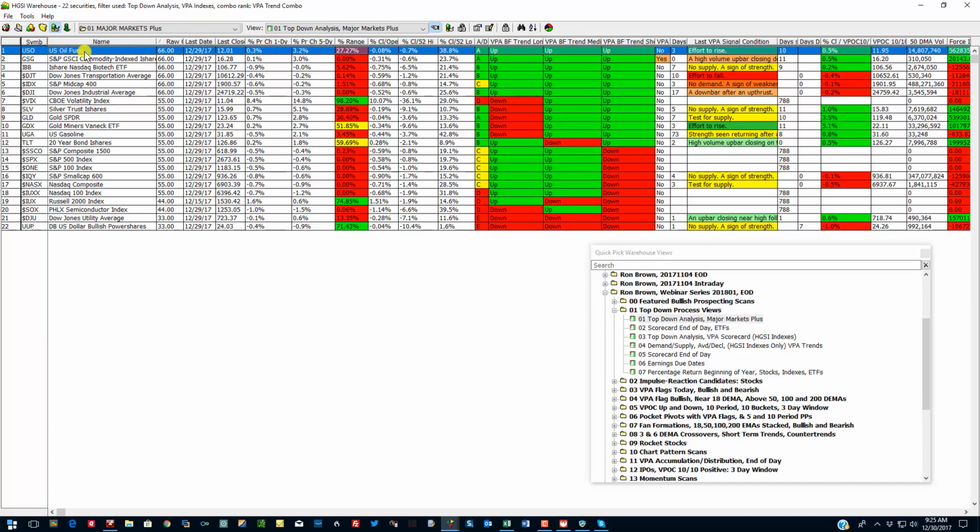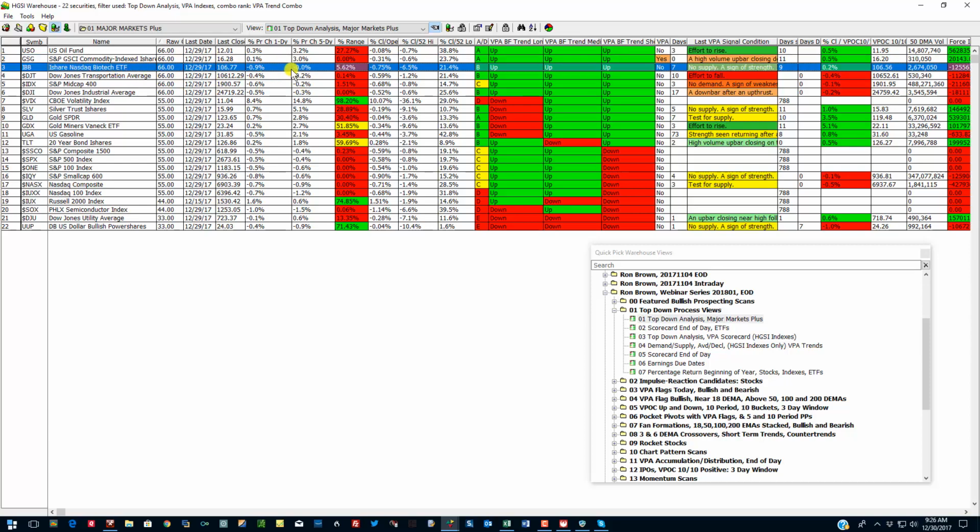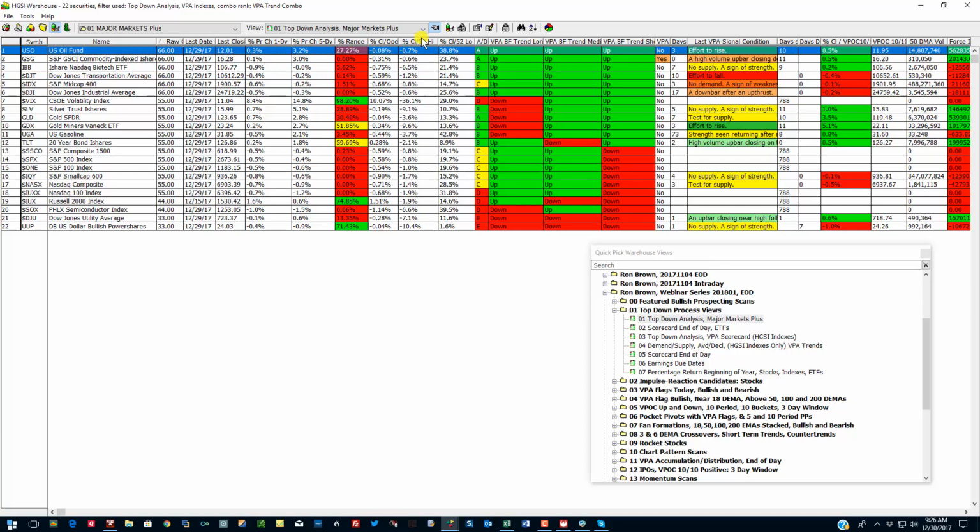Over the USO, the U.S. oil fund moved up 0.3% yesterday, and for 5 days it's moved up 3.2%. The commodity index is up 3% over the last 5 days, and you can see that the biotechs, or this particular, the IBB, was down slightly. So what this does by using a double sort is it gives a current view of the strength when multiple indexes, in this case, all have these same trend characteristics.